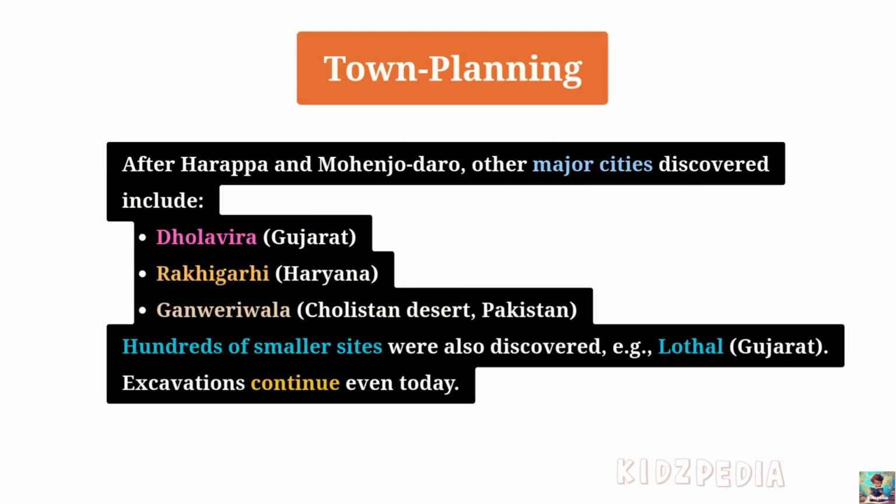After Harappa and Mohenjo-daro, other major cities of the Indus Sarasvatī civilization were discovered, such as Dholavira in Gujarat, Rakhigarhi in Haryana, and Ganveriwala in Cholistan Desert, Pakistan. In addition, hundreds of smaller sites like Lothal in Gujarat were also found. Some of these sites have been excavated and discoveries of new sites continue even today.